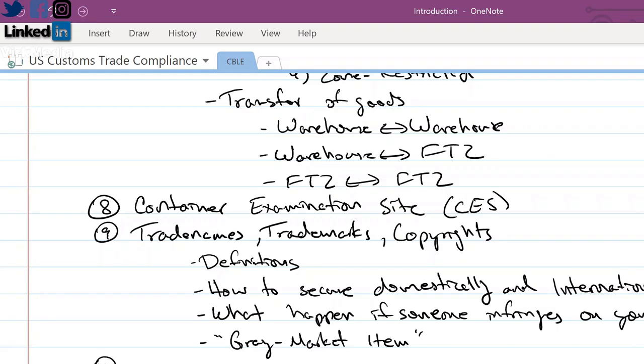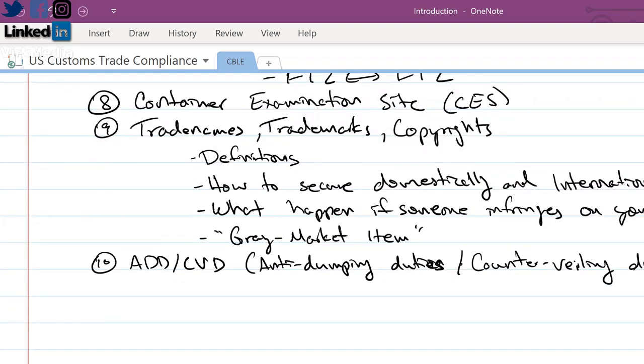Once we're done with trade names, trademarks, and copyrights, we're going to move on to ADD or CVD, which are anti-dumping duties and countervailing duties. We'll go through the definition of both and what it means.